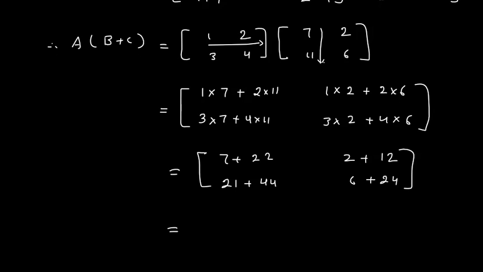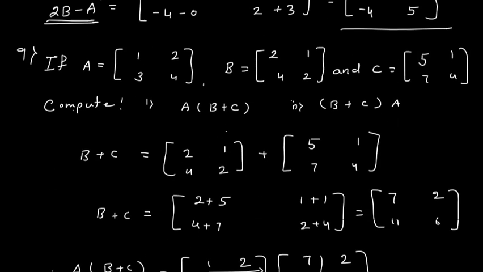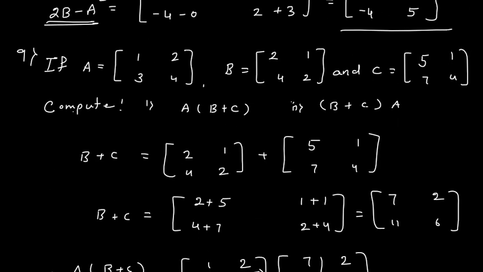Okay, so now what do you get? 29, 14, 65 and 30. This is A into B plus C. Now second, B plus C into A. So in the same way you can find this product, B plus C into A. Okay, fine. Now let us move to the 10th problem.